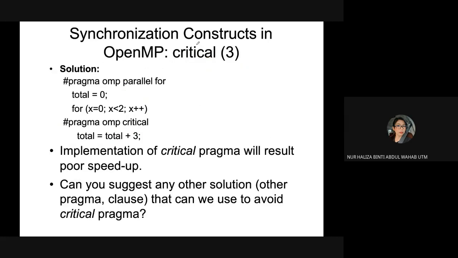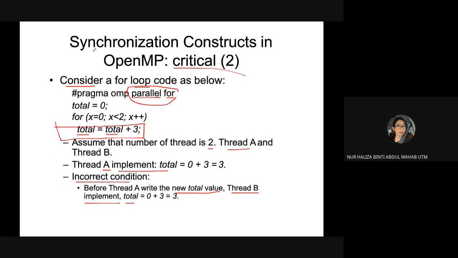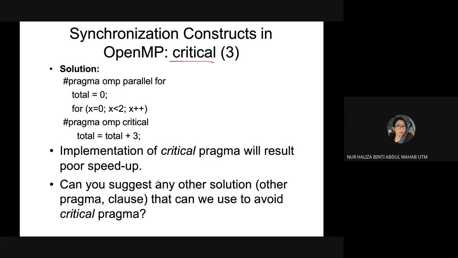Synchronized conditions are still under critical. So let's say this is the scenario given. How are you going to give a correction, which is the solution? Pragma omp parallel for, total equal to 0, for x equal to 0, x less than 2, x plus plus. So how are you going to apply it under your critical? You're going to put it like this.